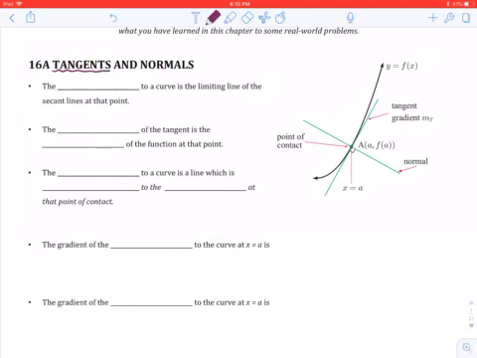Thankfully, you know what a tangent is, right? A tangent is a line that touches the curve at a specific point. We talked about how it touches, but what we really mean is touching at a unique point, and it doesn't cross through it most of the time. And really, the true calculus definition says that the tangent line to a curve is the limiting line of the secant lines.